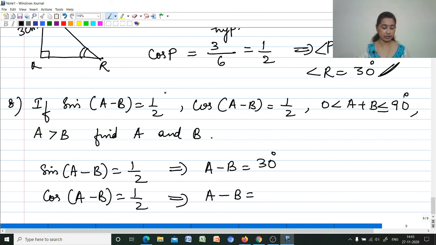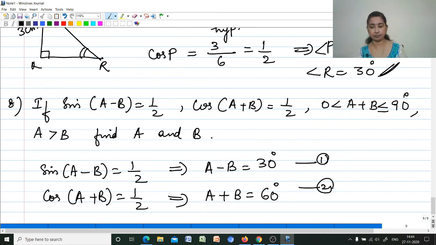So, cos of a plus b is 1 by 2 means a plus b is equal to 60, since cos 60 is 1 by 2. Now, if we solve these two equations, we can find what a and b are.